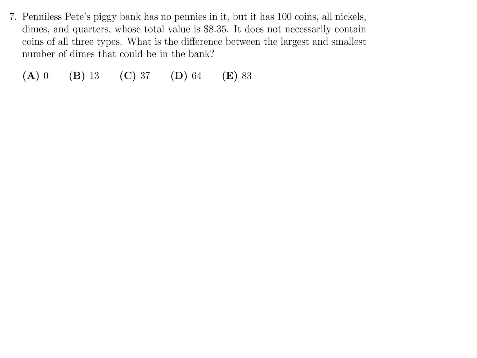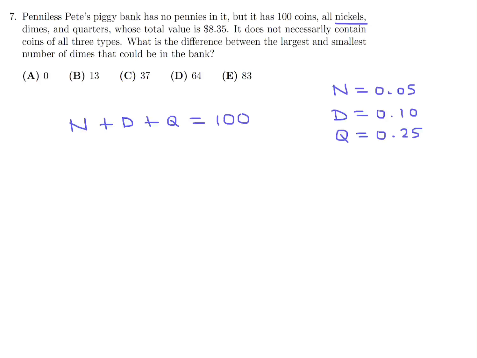Those of you that are watching outside of the United States and Canada, a nickel is equal to 5 cents, or $0.05. A dime is equal to 10 cents, or $0.10, and a quarter is equal to $0.25, or 25 cents. So they're saying that the number of nickels, dimes, and quarters is 100. That's basically given in the question.